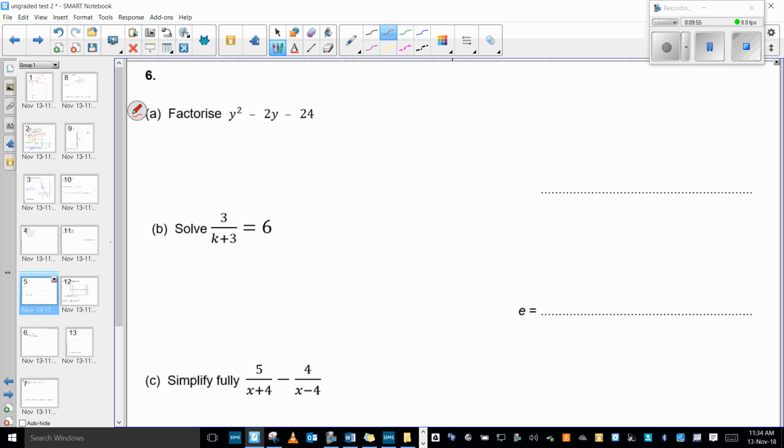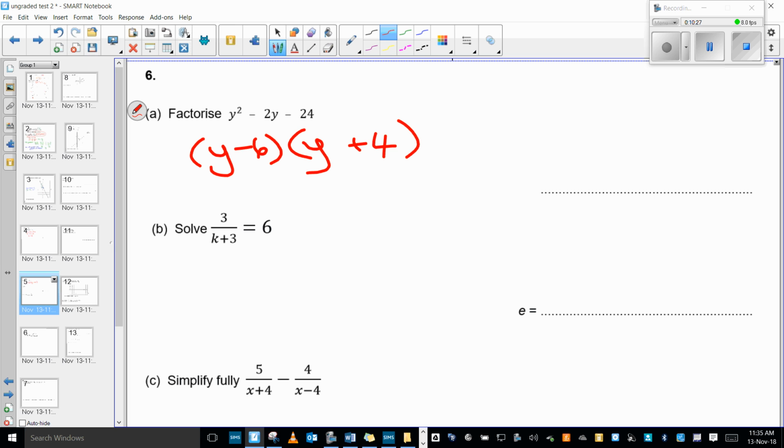Next one, factorising. It's a quadratic. So I know that I'm going to have how many brackets? 2. What's special about my brackets? I've got y at the front of both of them. What numbers go at the end, or how do I decide which numbers go at the end? Good. So which two numbers multiply to give negative 24 and add to give negative 2? Negative 6 and what? Doesn't matter which order the brackets are written, as long as your signs are correct with those numbers.